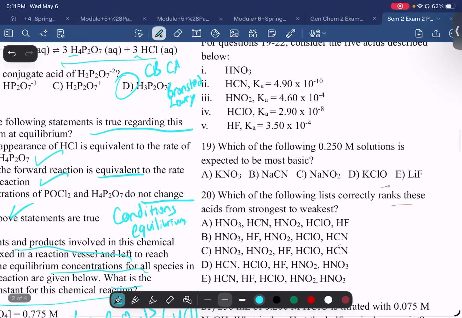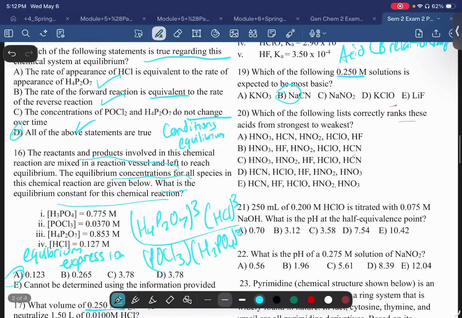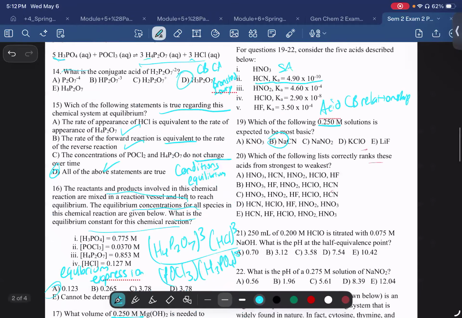Okay, 19 to 22, right? We're given a bunch of acids. HNO3 doesn't give a Ka because it's a strong acid. 19, 0.25 solution of, which of the following is supposed to be the most basic? And so the weaker the acid, the stronger its conjugate base. So if this is the weakest acid, you're gonna have the strongest conjugate base. So that's why NaCN would be the strongest. So the thing here is the acid conjugate base relationship. That's the concept. Which of the following lists correctly rank these acids from strongest to weakest?